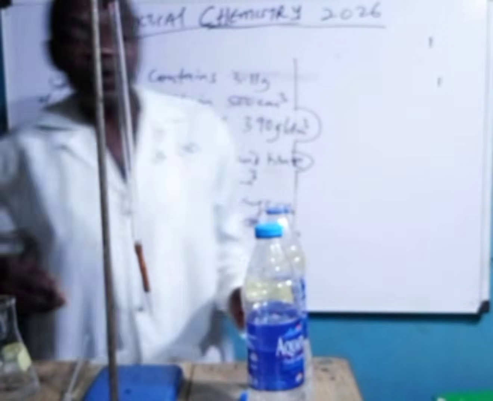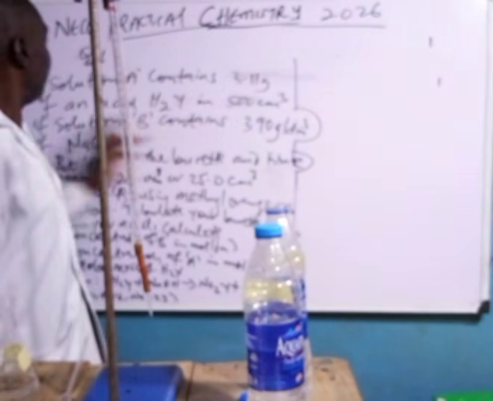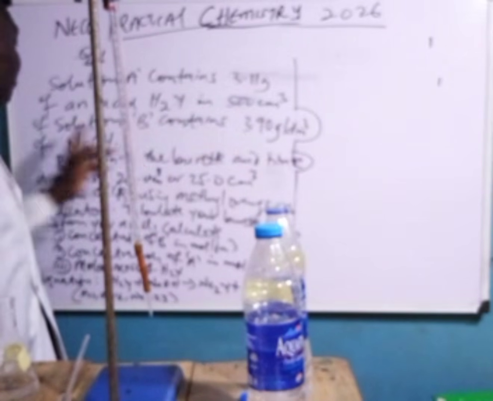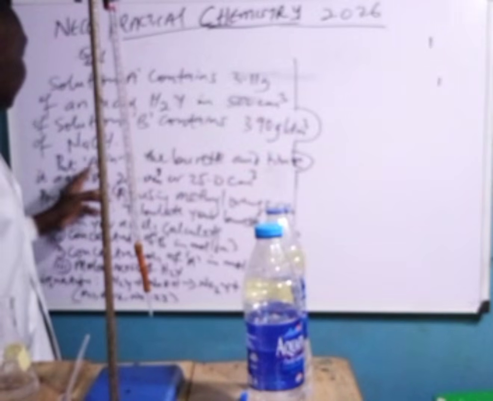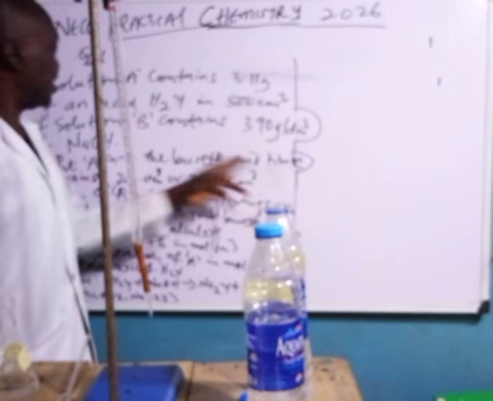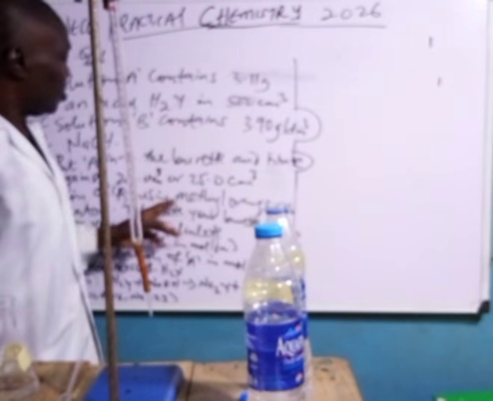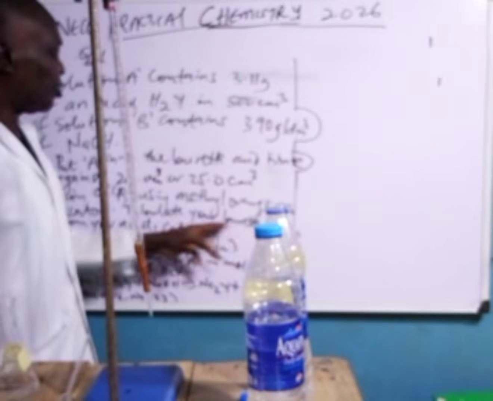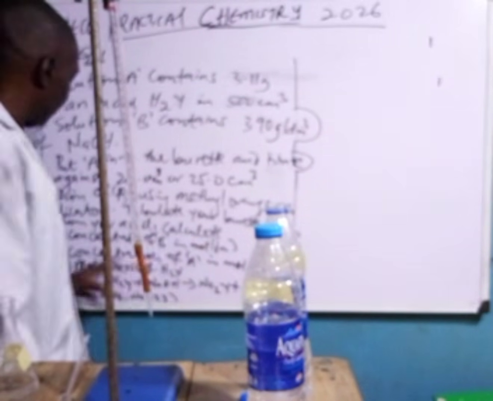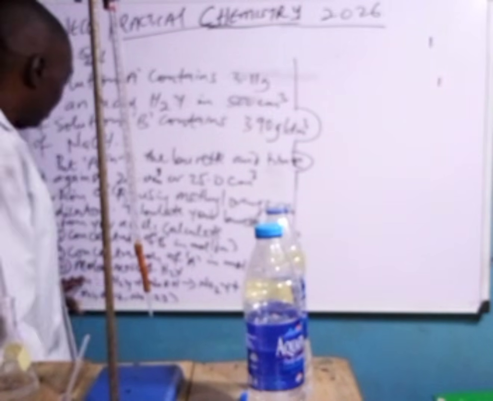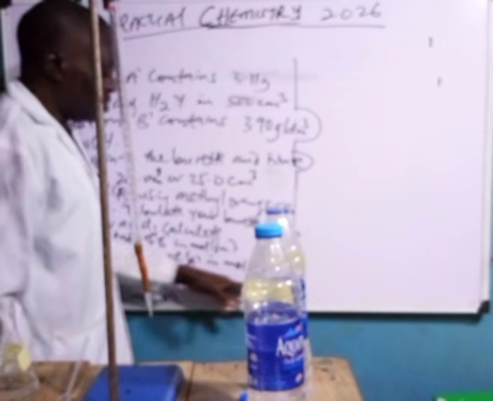First of all, this is the question before us. Solution A contains 3.11 gram of an acid H2Y in 500 cm cube of solution. B contains 3.90 gram per dm cube of sodium hydroxide. Put A into the burette and titrate it against 20 cm cube or 25 cm cube portion of B using methyl orange as indicator. Calculate your burette readings, and from your result and information provided, calculate the concentration of B in mole per dm cube, the concentration of A in mole per dm cube, and the molar mass of H2Y. Remember, these are the values we are going to use there under it.